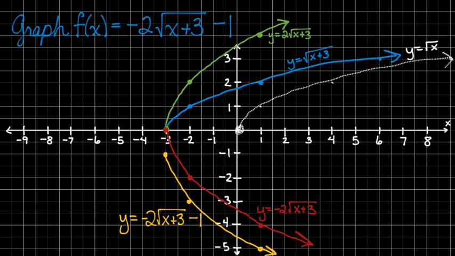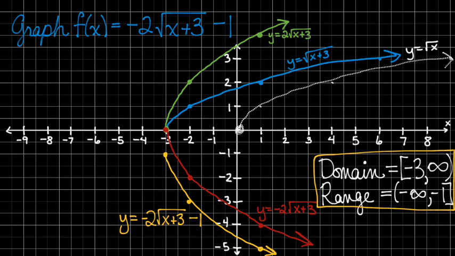From this graph, I can tell what the domain and range are going to be. I can see that my curve goes from negative 3 all the way up to infinity. So my domain is negative 3 to infinity with a bracket on that negative 3 to show that the negative 3 is included. I can also read the range. I can see that the graph does hit a height of negative 1 and it goes all the way down. And so my range is negative infinity to negative 1 with a bracket on the negative 1.